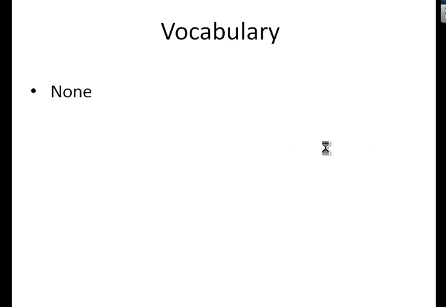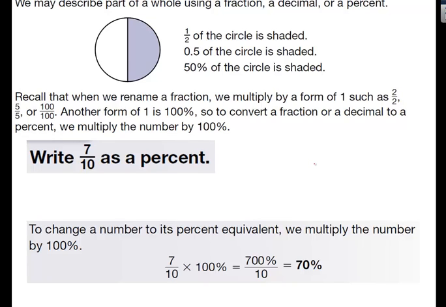There is no new vocabulary, so we can describe a part of a whole using a fraction, a decimal, or a percentage. You can see here that we have half of a circle, or 0.5 of a circle, or 50% of a circle that is shaded. Right below that, you'll notice that 2 over 2 equals 1, 5 over 5 equals 1, and 100 over 100 equals 1. So we can use that to our advantage.